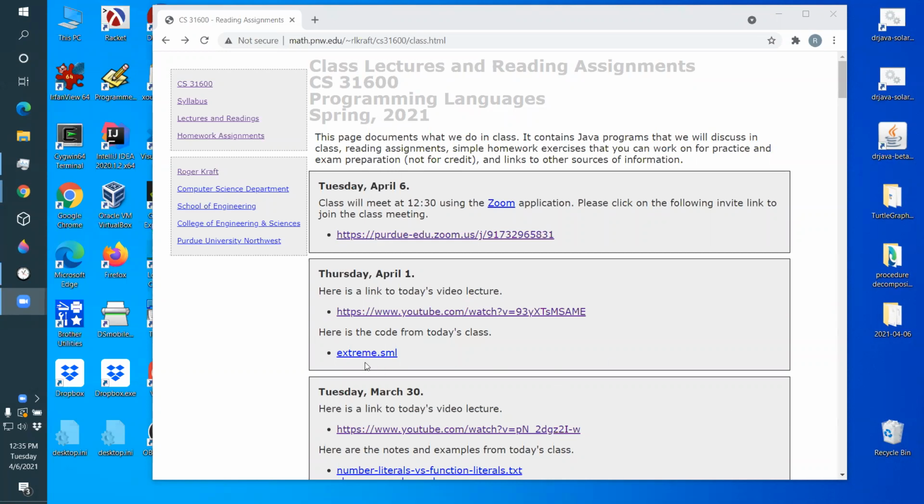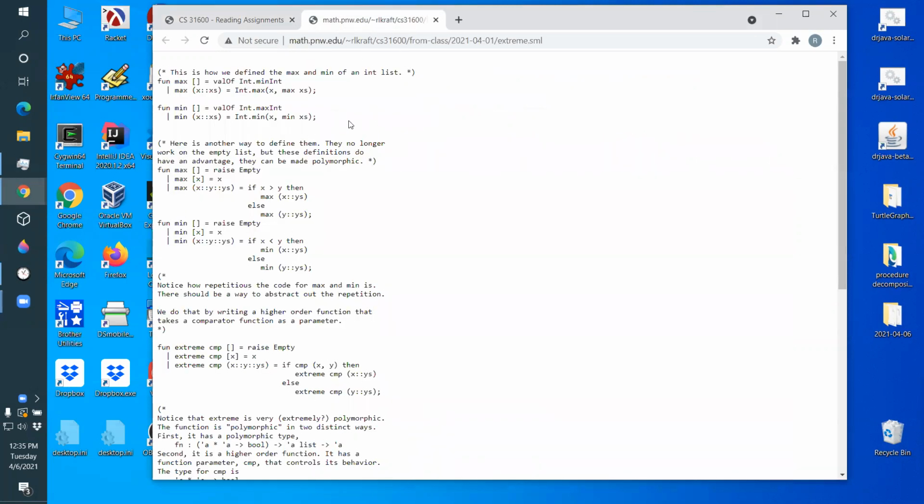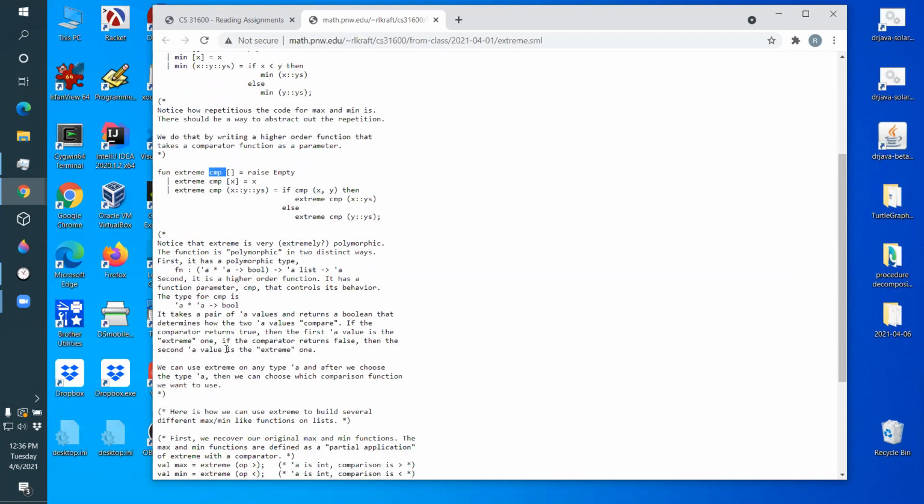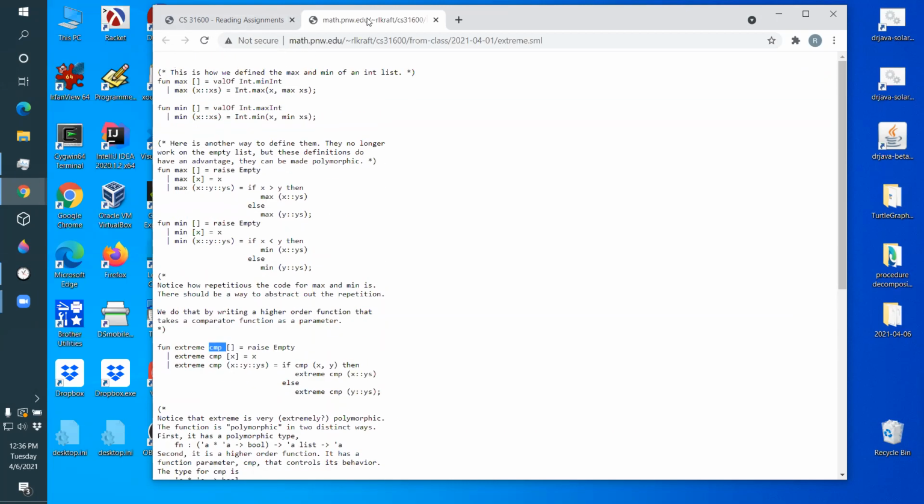So, in class the other day we did one example of a higher order function. It was a function like sorting, but it took a comparator. We did this function extreme. It took as an input a comparator function that decided which is the larger of two items. We call it extreme because the comparator could be finding max, it could be finding min. So this is one real, famous example of a higher order function, and it generalizes the idea of sorting.